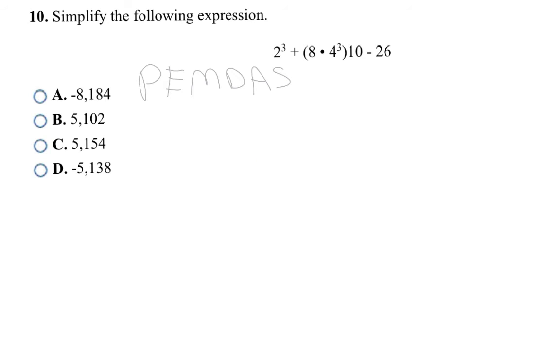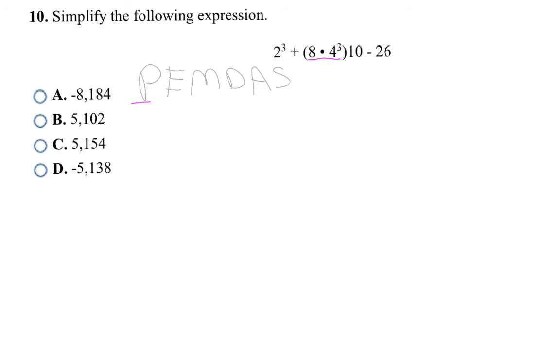Here's another expression we're going to simplify. So I already went ahead and wrote down the acronym for order of operations. Don't be afraid to do that at the top of your paper. Just to help you keep things straight, the more you write down and the less you're keeping straight in your head, the less likely you are to make mistakes. So we're going to start with P, which is parentheses.